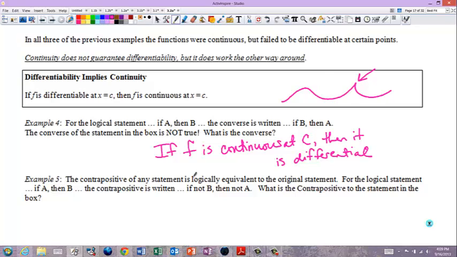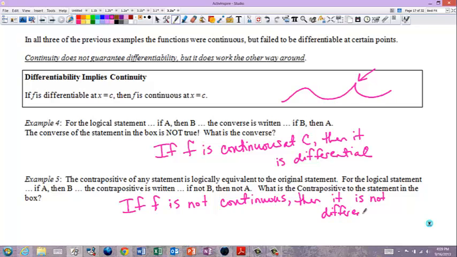The contrapositive of any statement is logically equivalent to the original statement. For the logical statement, if A then B, the contrapositive is written if not B, then not A. What is the contrapositive? If f is not continuous, then it is not differentiable. And that is true. You cannot take a derivative if it is not continuous. Example, you could not have a derivative right there. The derivative would not exist.